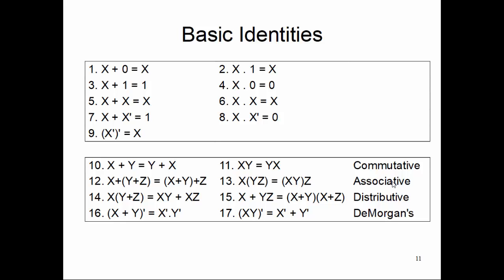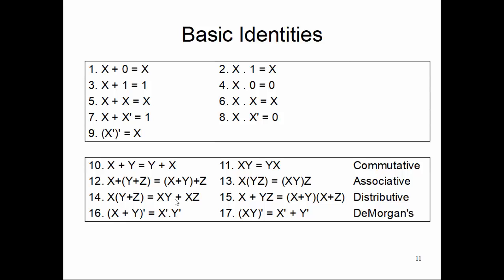And associativity, that is also very similar to normal algebraic properties. Associative properties hold also in Boolean algebra. x or (y or z) is the same as (x or y) or z. Similarly, x and (y and z) is equivalent to (x and y) and z.